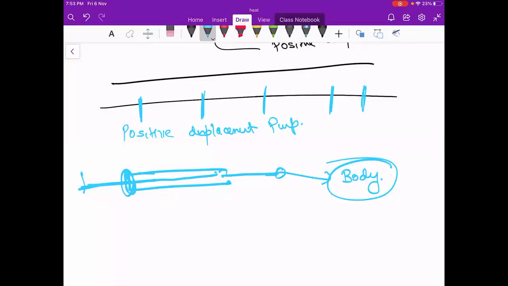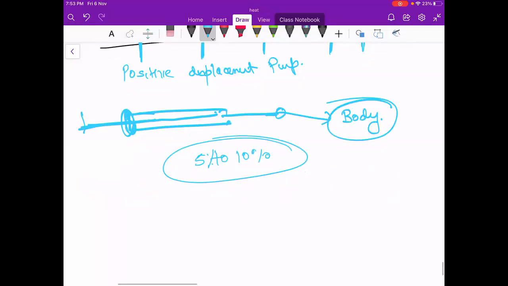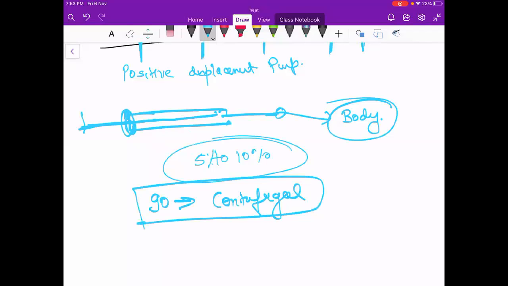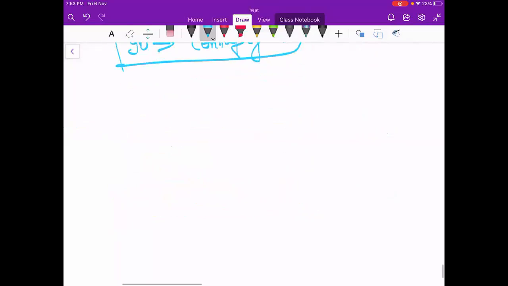From a chemical engineering point of view, positive displacement pumps are only about 5 to 10%. Most of the time, about 90%, we are using a centrifugal pump. This is the thing. Suppose there is a limitation.